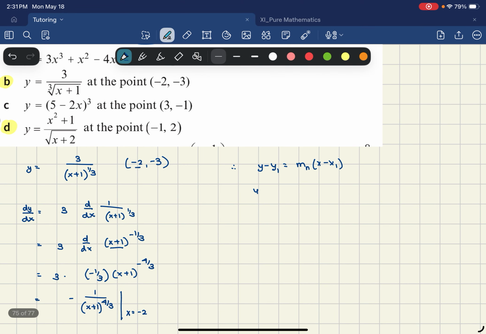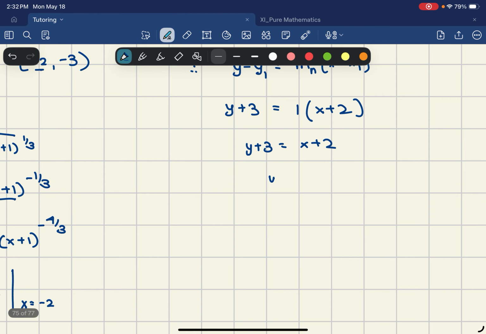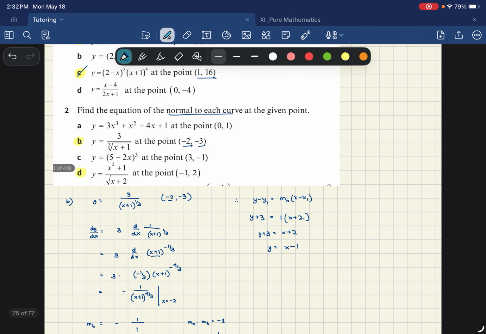So you have y plus 3, if I substitute minus 3 here, and slope of my normal line was 1, x plus 2, if I substitute minus 2 here. And you will see that y plus 3 is x plus 2, and therefore y is equal to x minus 1. That is your solution. And we are done with B.